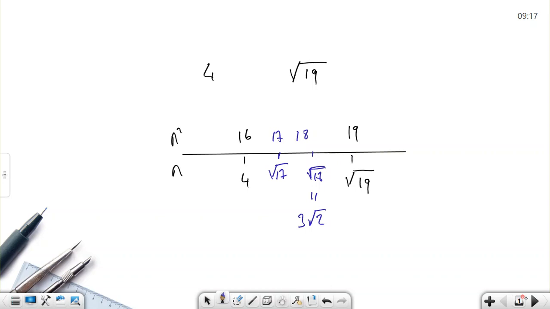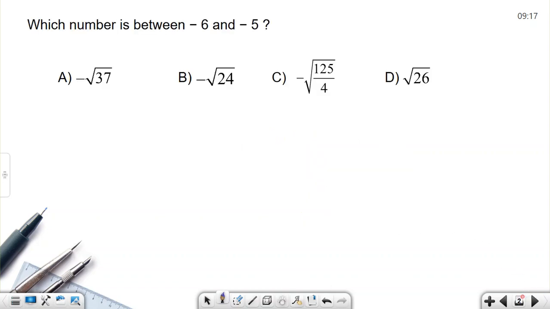That's the first one. Let's go to another example. Here is another question: which number is between -6 and -5? So the question is to find a number between -6 and -5. As you see, the options are negative square root of 37, negative square root of 24, negative square root of 125 divided by 4, and square root of 26.